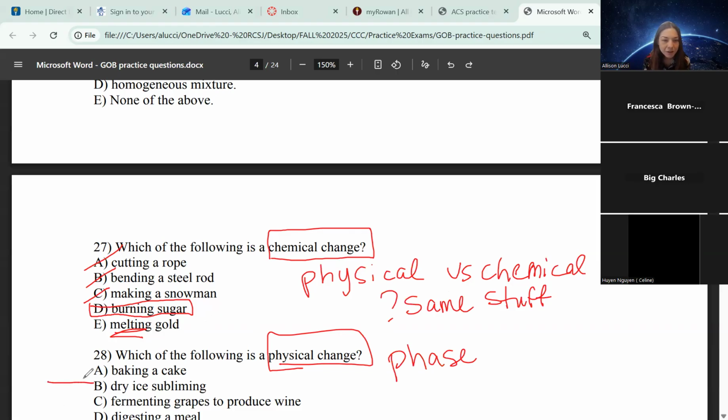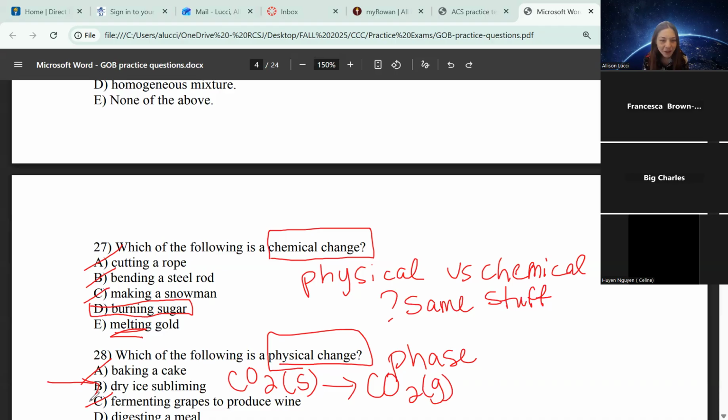So dry ice subliming. So we had dry ice, we had CO2 that was solid, and then during this phase change, my CO2 is now a gas. It has sublimed. Baking a cake, that's going to involve some chemical changes, right? So we'll cross that out. Fermenting grapes. Well, I have alcohol, and before I had grape juice. So that's out. Digesting a meal.